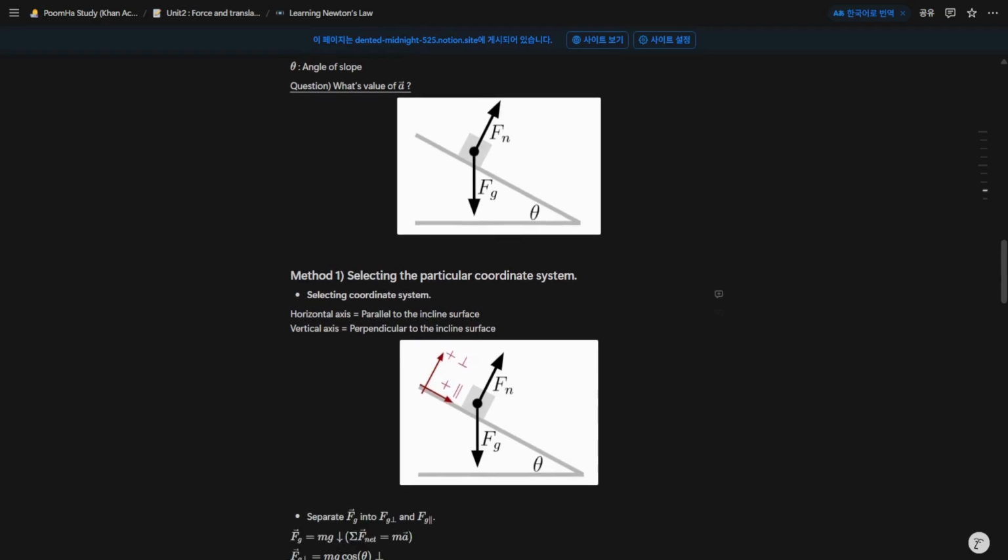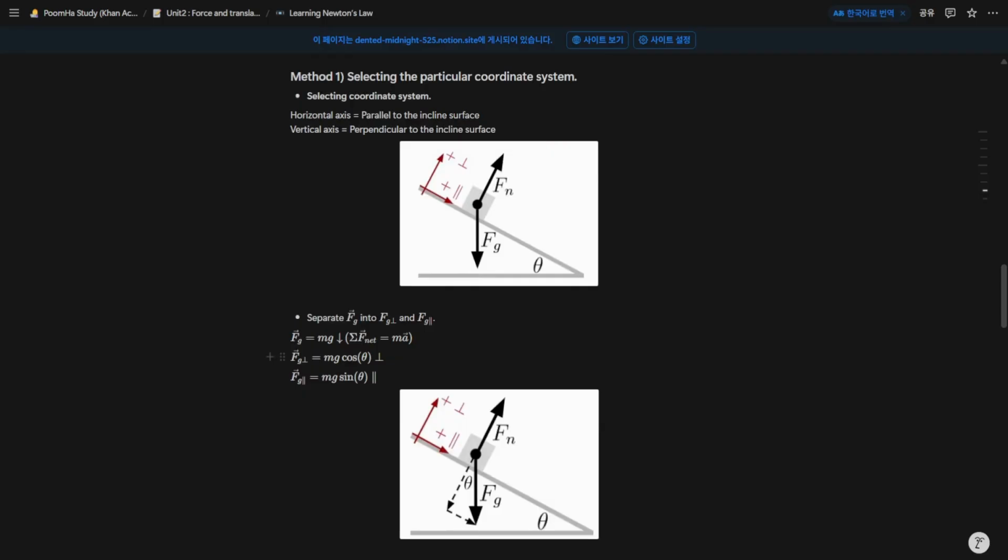If we select a particular coordinate system, the horizontal axis is parallel to the inclined surface and the vertical axis is perpendicular to the inclined surface. Separate Fg into perpendicular Fg and parallel Fg. Fg is mg, downward. Then perpendicular Fg is mg cosine theta, direction perpendicular. Parallel Fg is mg sine theta, direction parallel.